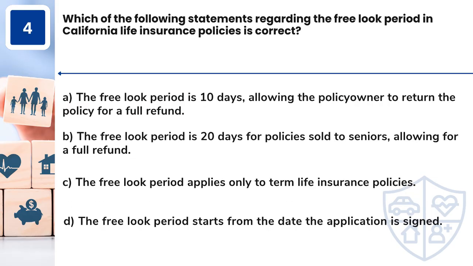Question 4. Which of the following statements regarding the free look period in California life insurance policies is correct? A. The free look period is 10 days, allowing the policy owner to return the policy for a full refund. B. The free look period is 20 days for policies sold to seniors, allowing for a full refund. C. The free look period applies only to term life insurance policies. D. The free look period starts from the date the application is signed.